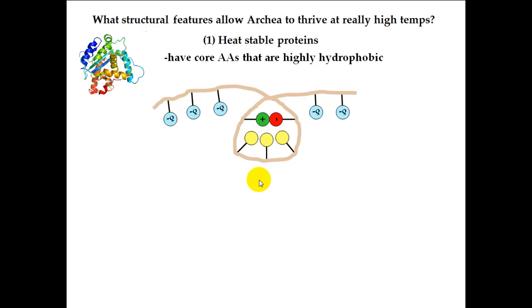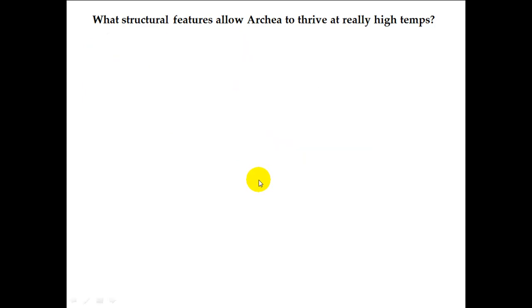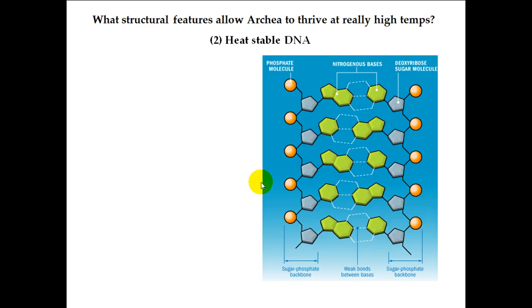Another thing that allows archaea to survive in really hot temperatures and really hot environments is the fact that it has heat-stable DNA. And so I'll mention two things that make the DNA of archaea heat-stable. If you take a look at the DNA of archaea, so here's a general picture of DNA. Remember that DNA is made up of two strands. Each strand has in its backbone a bunch of phosphates and sugars, and then in the middle here are the nitrogenous bases. So it turns out that the DNA of archaea has its sugar phosphate backbone reinforced by things that you don't find in the DNA of other types of cells.